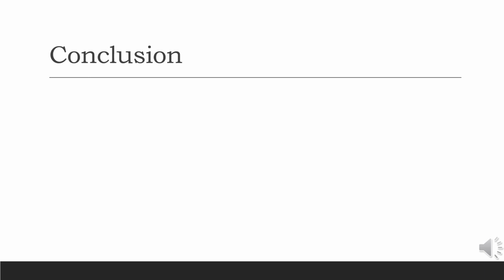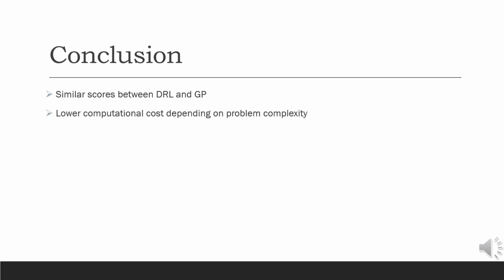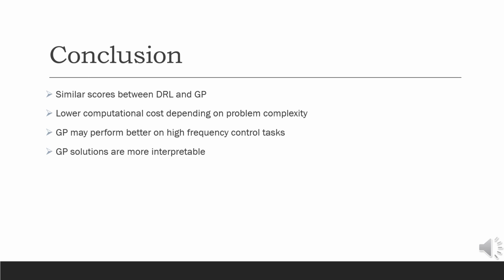To conclude, the scores, in terms of accumulated reward, were similar for both approaches. For simple problems like the mountain car, genetic programming seems to be faster, although the sample efficiency for the deep reinforcement learning algorithm is higher. For simulations with small time steps, the deep reinforcement learning agent may not be able to efficiently explore the state space, and genetic programming might be a better solution with greater interpretability.